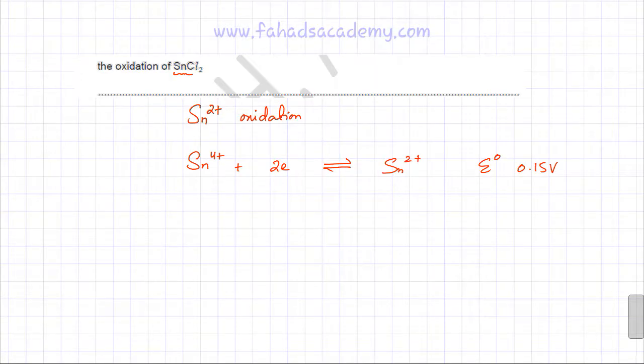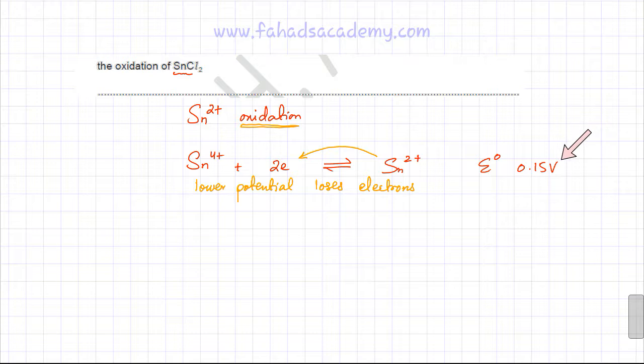So I've copied that electrode. We want Sn2+ to lose electrons, so this reaction needs to go in the backward direction. Remember that the lower potential, or the negative potential, is the one that always loses electrons. It's the one that always gets oxidized. We're talking about the oxidation of Sn2+, so the lower potential would always lose electrons, and the E naught is given as 0.15 volts. So this must be the lower potential.